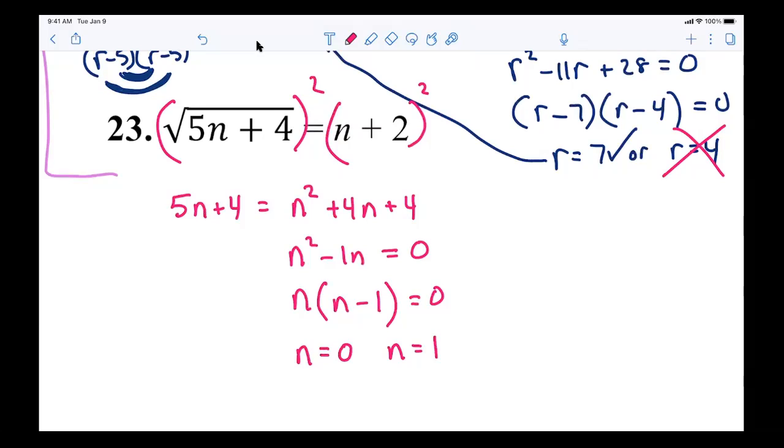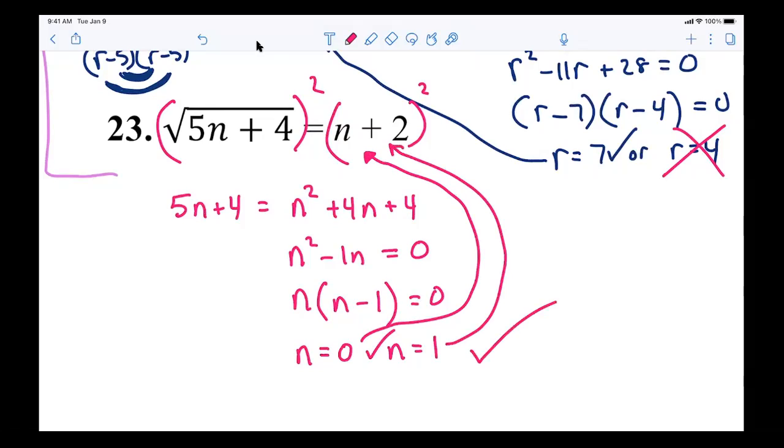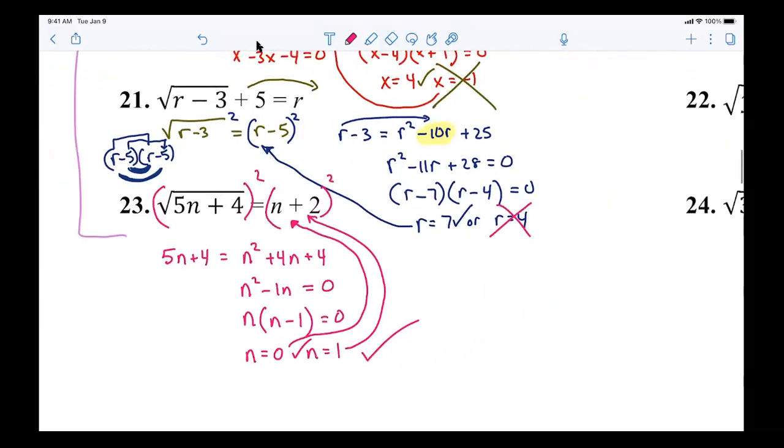Does 0 work? Oh wait, yes, because what's 0 plus 2? Is that okay? Yes. It's positive. That's good. What about 1? Does 1 work? Yes, because that's also positive. So this time, both answers worked. Right? Yes, because it can't equal a negative. If both are positive, then they're the answers. 100% true. If this quantity over here is positive, then it's going to work.